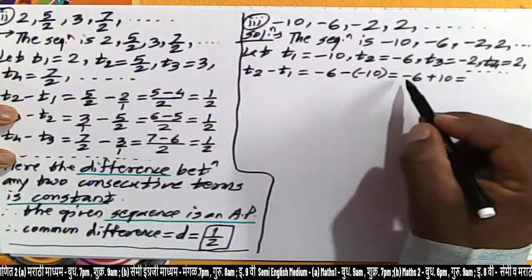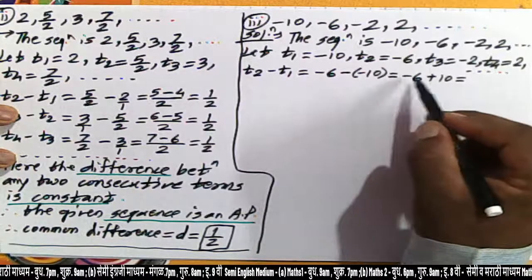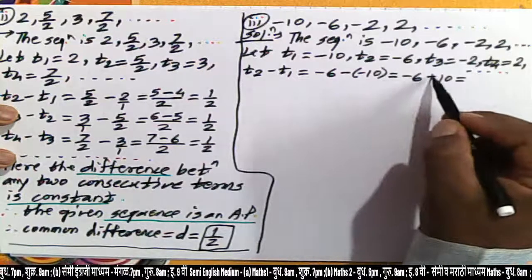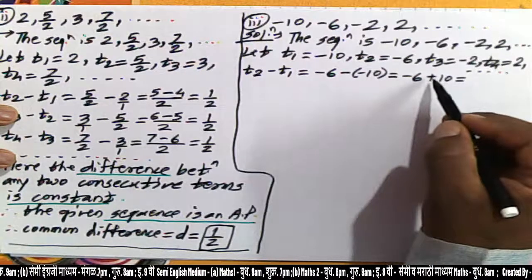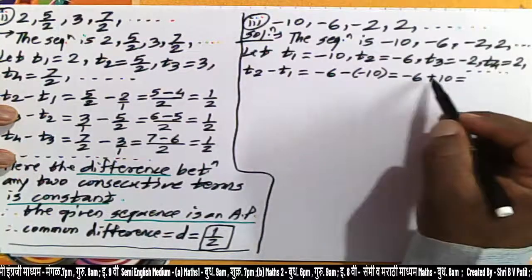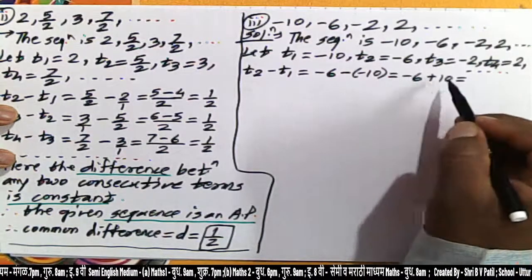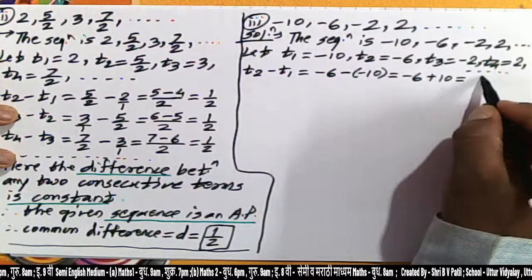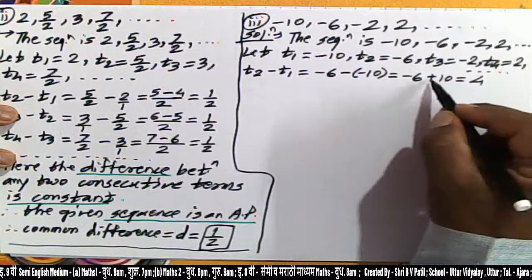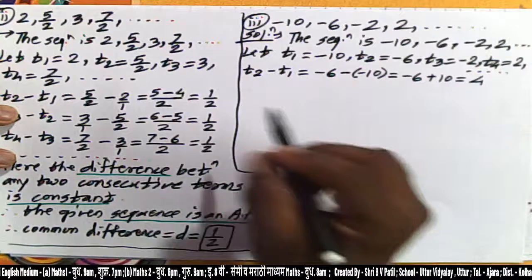As the signs are opposite, and opposite signs indicate subtraction, 10 minus 6 we get 4, and the larger number's sign is plus.